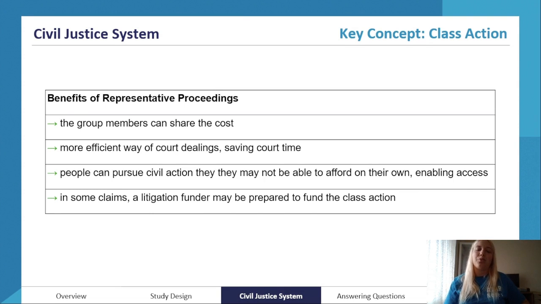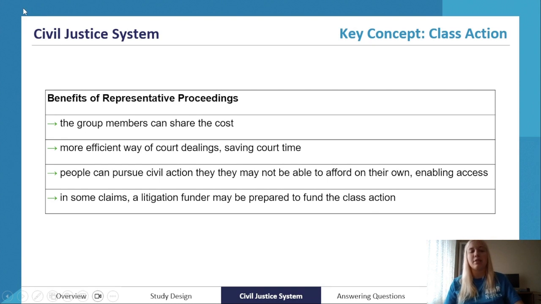It's also a more efficient way of court dealings that saves court time. People can pursue civil action they may not be able to afford on their own, enabling access. So we said how court time is saved because only the lead plaintiff's claim will be heard, and that will help to find a resolution for all the other plaintiffs as well. It helps to breach the cost of going to court, enabling access, and in some claims, a litigation funder may be prepared to fund the class action.